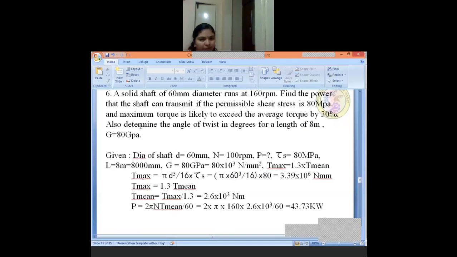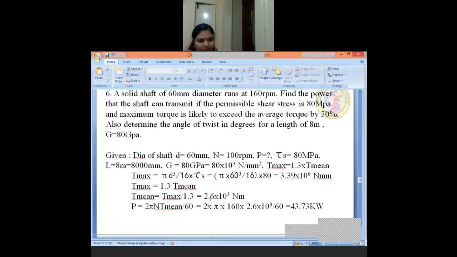So D is 60 mm, N is 160 rpm, P is to be found, τs is 80 megapascal, maximum torque is likely to exceed the average torque by 30%. So T max is 1.3 times T mean. They are also asking us to find what is theta. So first we use the formula: P is equal to 2πNT by 60. So T will be P into 60 by 2πN. We substitute that. This is the value.